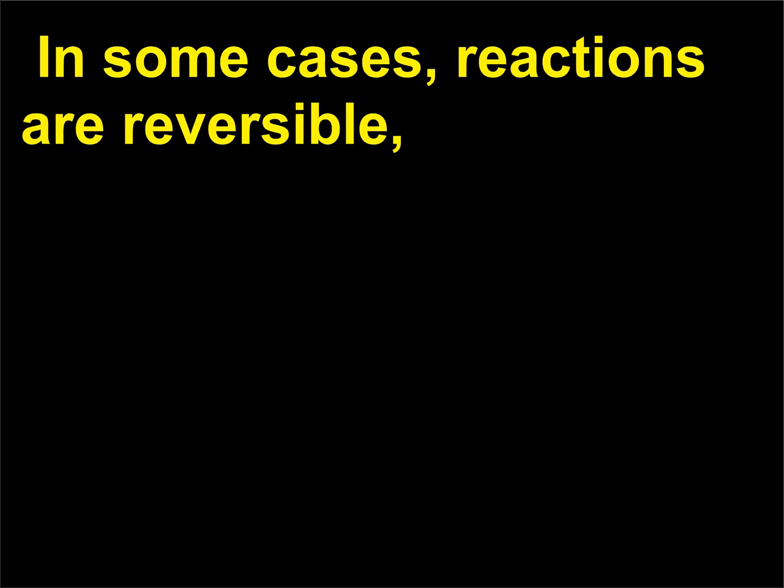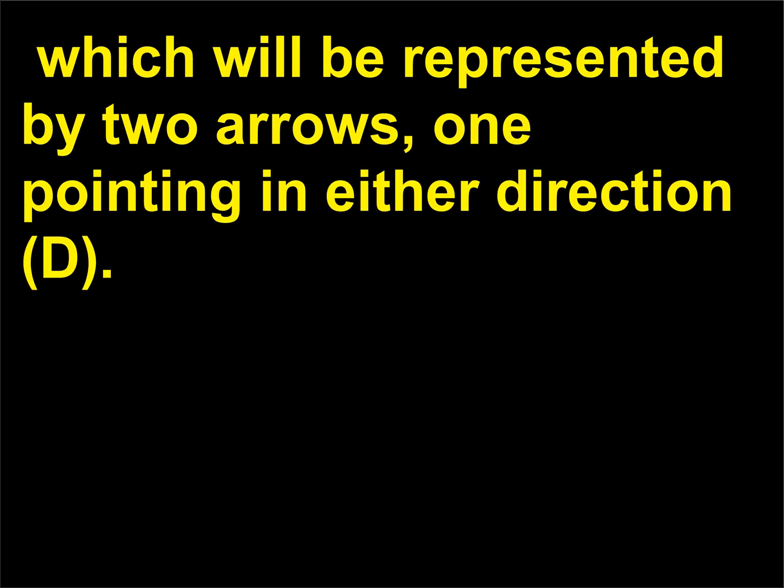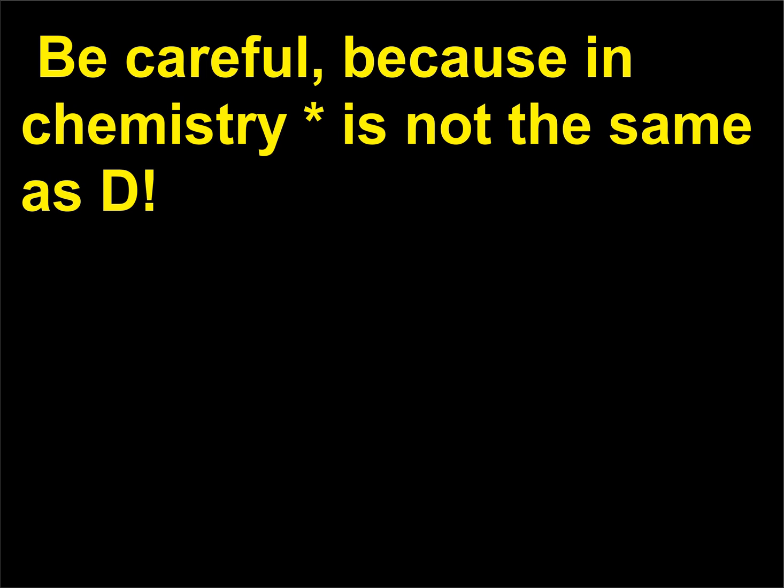In some cases, reactions are reversible, which will be represented by two arrows, one pointing in either direction, ⇌. Be careful, because in chemistry → is not the same as ⇌.